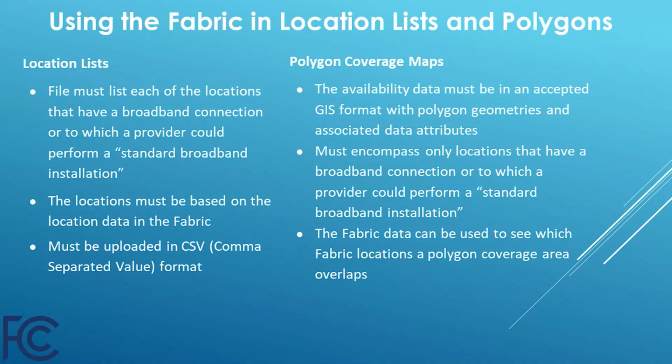If you choose to submit availability data as a coverage polygon rather than a list of locations, your data file must be in an accepted GIS format with polygon geometries and associated data attributes. Please see the accompanying tutorial on fixed availability data, as well as Section 6.2 of the BDC Availability Data Specification for more information. Coverage polygons must also encompass only locations to which you either currently have a broadband connection in service or could perform a standard broadband installation.